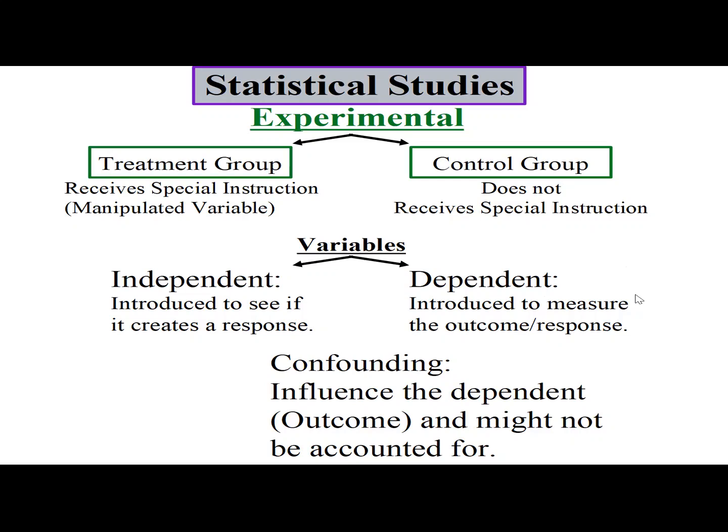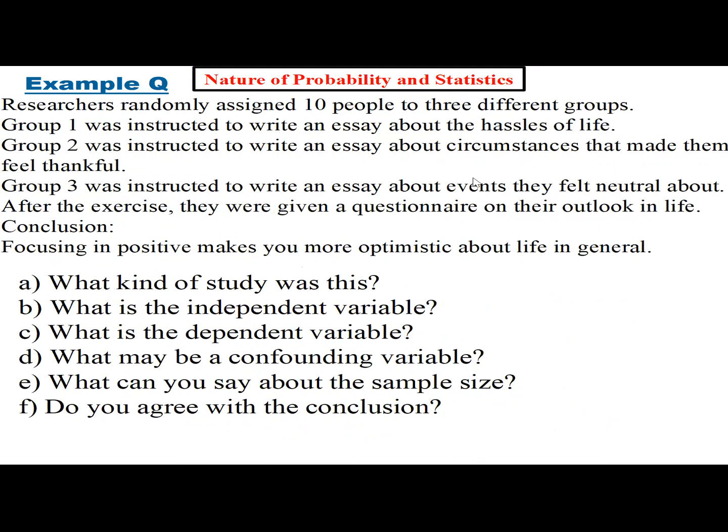So I'm going to give you right now a study, and I'm going to ask you some questions from it. So here we go. Don't copy this. And it reads, researchers randomly assign 10 people to 3 different groups. Group 1 was instructed, whoa, can you mute yourself, guys? Whoever unmuted. Thank you. Researchers randomly assigned 10 people to 3 different groups.